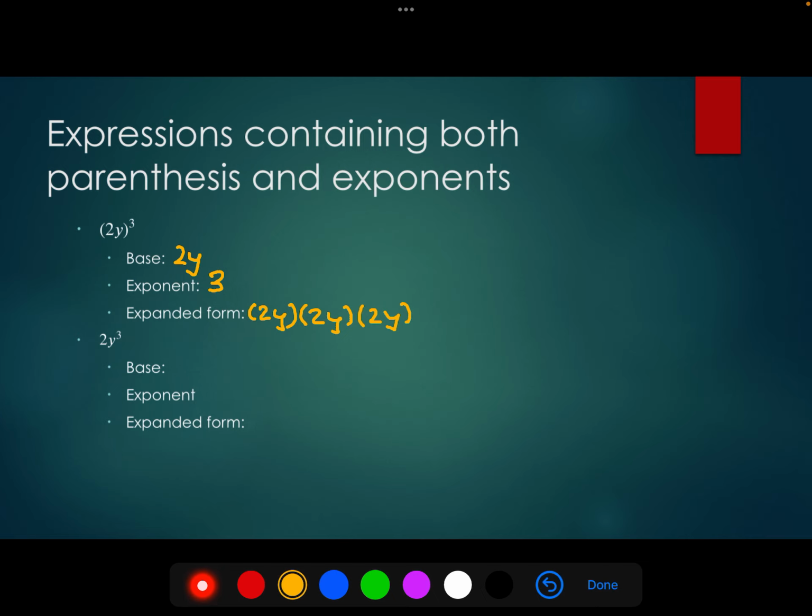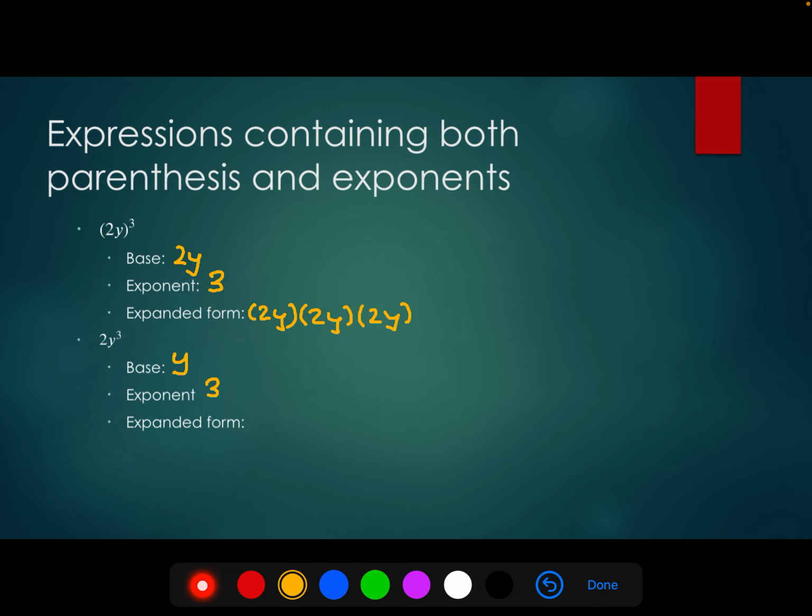Now let's take a look at this example. Now we don't have any parentheses. We just have 2y to the third power, or 2y cubed. So here, that exponent is only applied to our y. There's no set of parentheses, so whatever that exponent is attached to, that's what it goes with. So here, our base is just the variable y, and the exponent of our base here is 3.